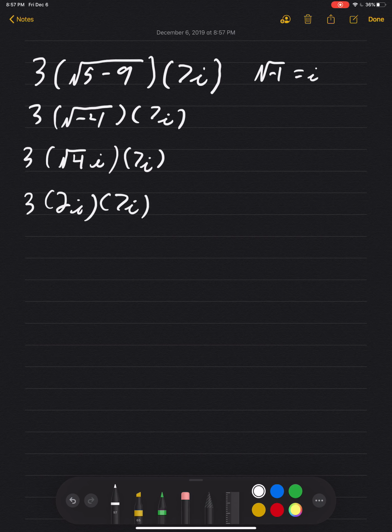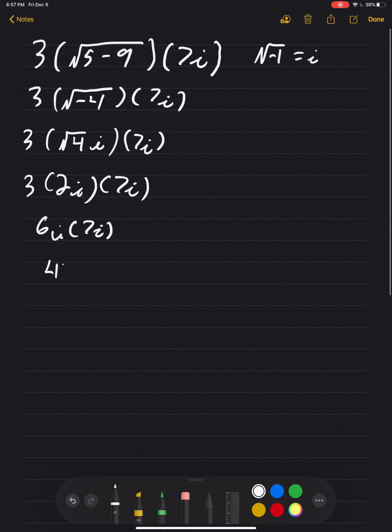So if we multiply 3 times 2, we get 6. So 6i times 7i. And now we can multiply 6i times 7i. And what we will get is 42 times i squared. Remember, we have 2 of these.